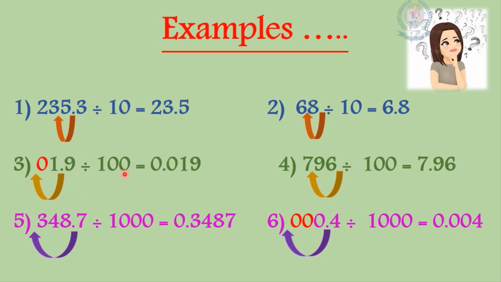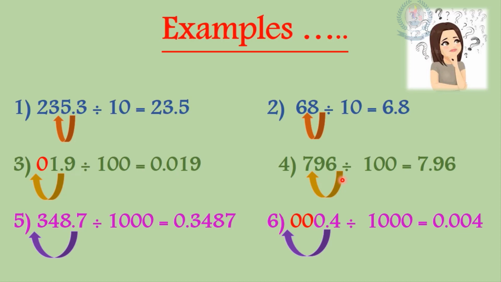Third one, 1.9 divides by 100. Since we have divided by 100, we have to take the decimal place to left hand side by 2 digits. Right? Now the decimal place is in between 1 and 9. We have to take it to left hand side by 2 digits, but in front of the decimal place, only 1 digit is there. So what should we do for that other digit? We have to add the 0. I have colored that one in red color, right? The answer is 0.019.